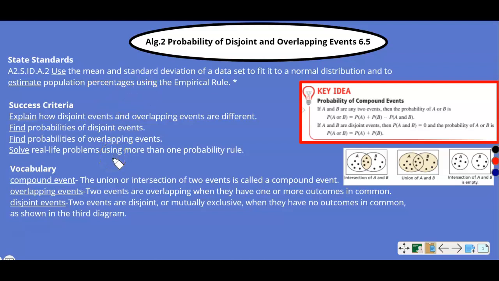This lesson, the success criteria: explain how disjoint events and overlapping events are different, find probabilities of disjoint events, find probabilities of overlapping events, and solve real-life problems using more than one probability rule.